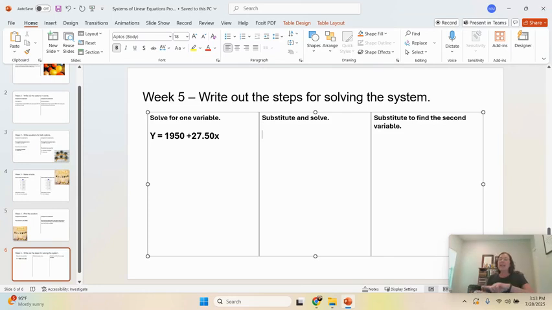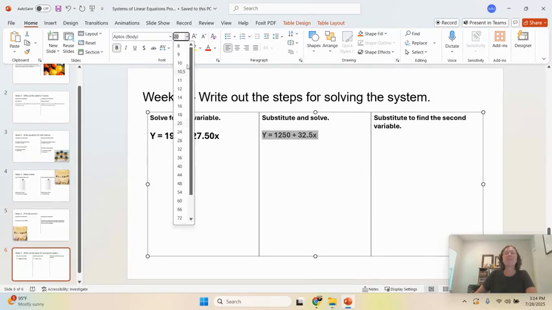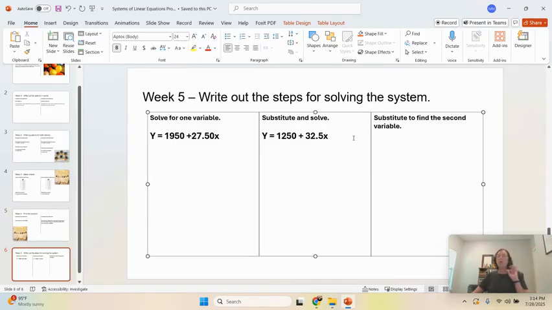What we're going to do is take the other equation. In column 1, we used y equals 1950 plus 27.5x. So in column 2, I'm going to use the other equation, which looks like this. Let me make it a little bit bigger like I did in the other one. Okay, now we are going to substitute. Let me color code this so it'll be easy. I'm going to take the 1950 plus 27.5x, and put it in place of this y. Okay? So let me go to the next line.